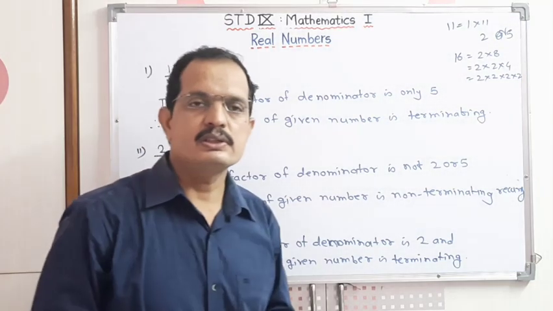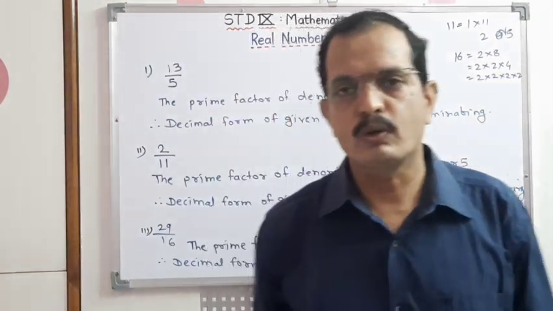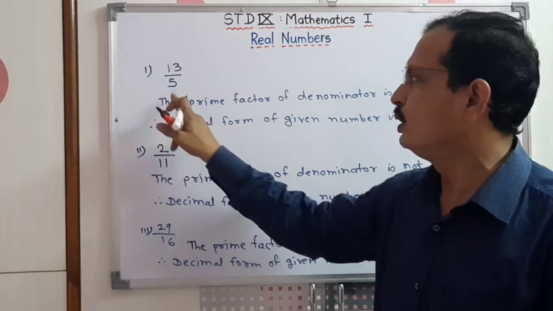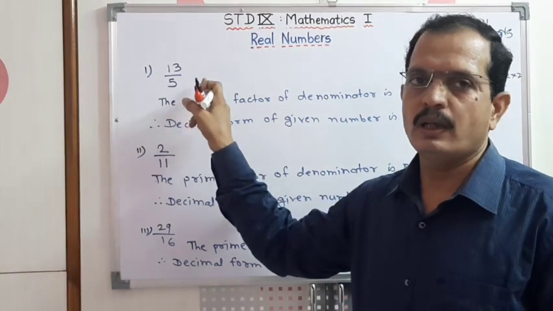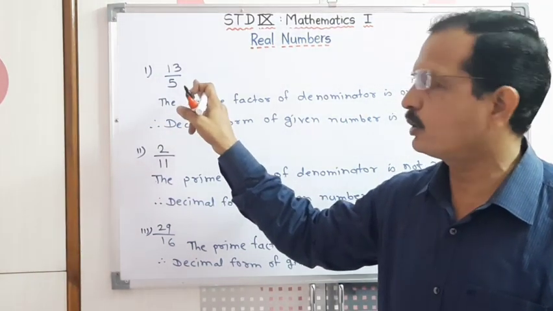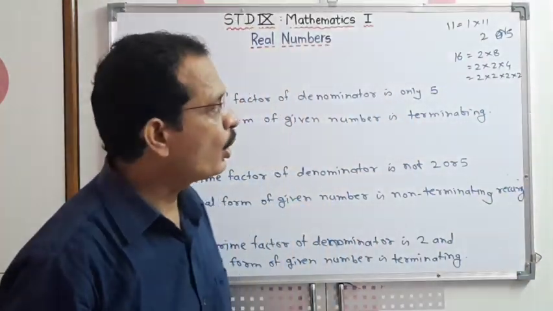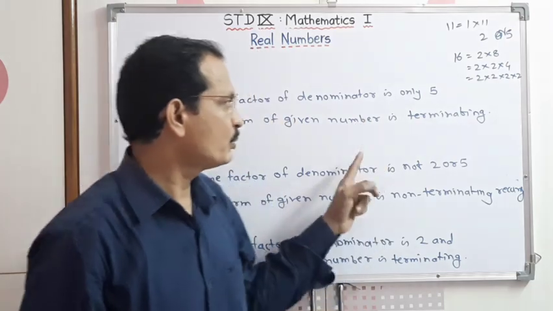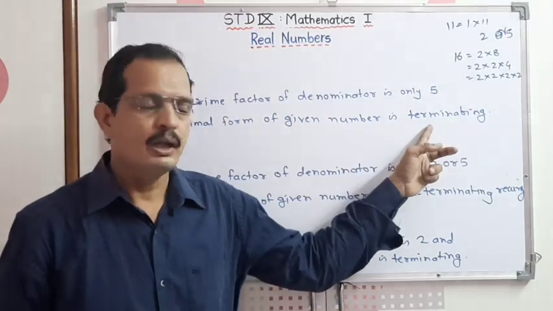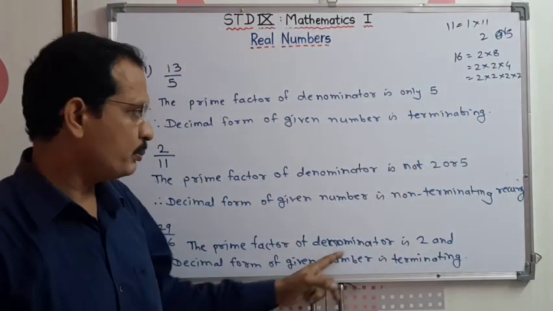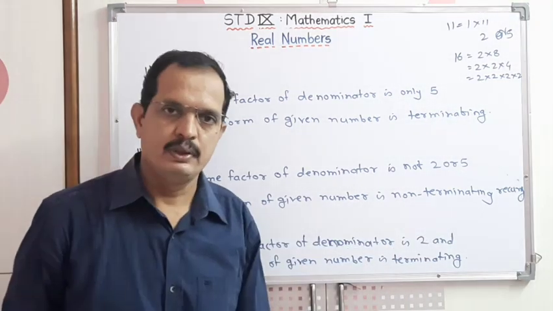Therefore, dear students, if we have to decide whether the decimal form is terminating or not, we have to see the denominator and find out the prime factor of the denominator. If the prime factors of the denominator are 2 or 5, then the decimal form is terminating type, and otherwise it is non-terminating recurring type.